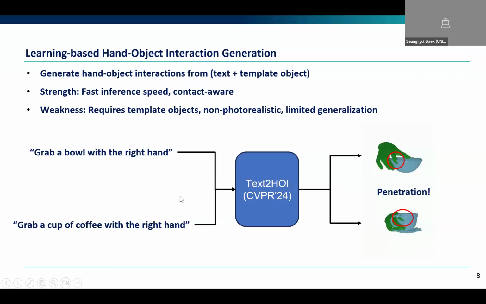So, for example, when we give an unseen object and unseen interaction as an input, the existing method, something like Text2HOI, usually generates HOI with some penetration and some implausible interaction.